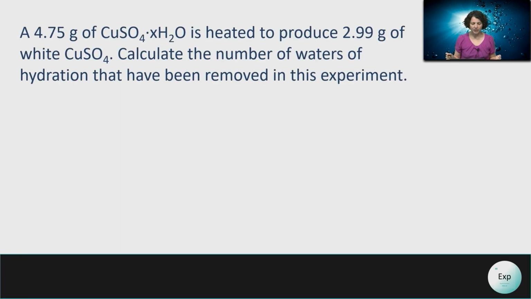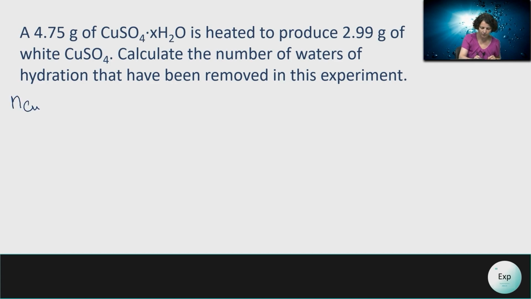Here we have a problem in which we have 4.75 grams of copper sulfate with an unknown number of waters of hydration. And when this sample is heated, it produces 2.99 grams of copper(II) sulfate, which is a white powder. Our task is to calculate the number of waters of hydration that have been removed through the experiment. To get started, the first thing that we're going to do is determine the number of moles of copper(II) sulfate that we have in the 2.99 grams of copper(II) sulfate.